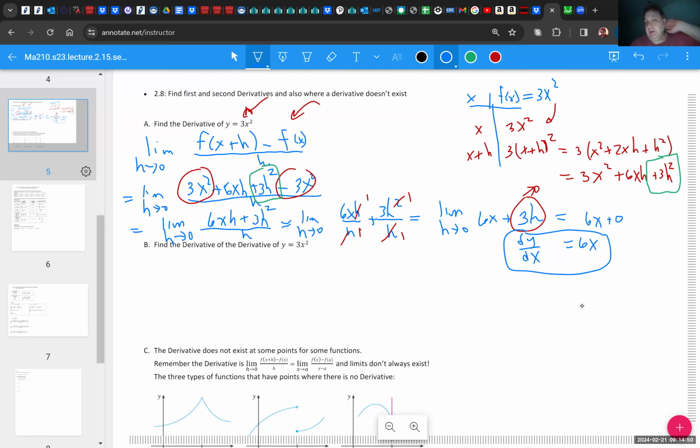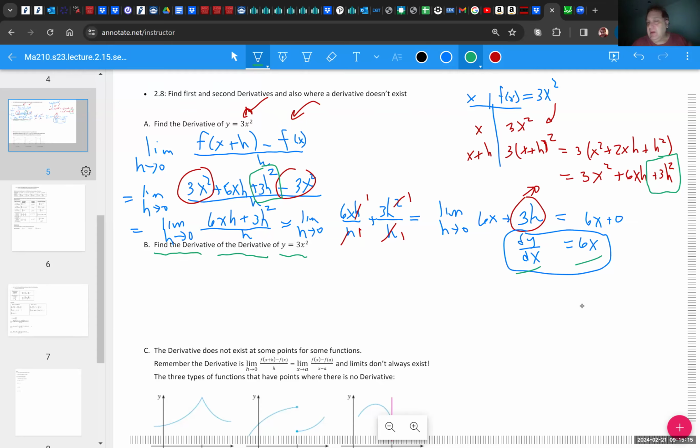All right, so on to example B. Example B, it's a little bit of a repeat thing. It says find the derivative of y equals 3x squared. So what's going on here? Well, I mentioned in the beginning of this video that the derivative is a function. It's an equation. In this case, the derivative is equal to 6x. It could be more complicated.